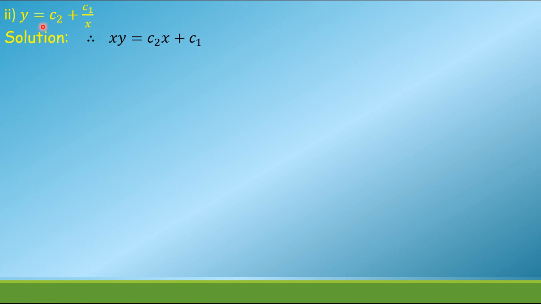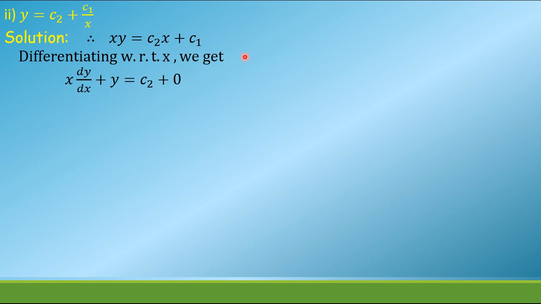This is the second example, y is equal to c2 plus c1 upon x. You can see two constants are there. On solving, I will get xy is equal to c2x plus c1. Two constants, so differentiate twice. Now clearly there is a product. You have to apply product rule. x into dy by dx plus y dot 1. x derivative is 1 and c1 is a single constant without x, so derivative will be 0.